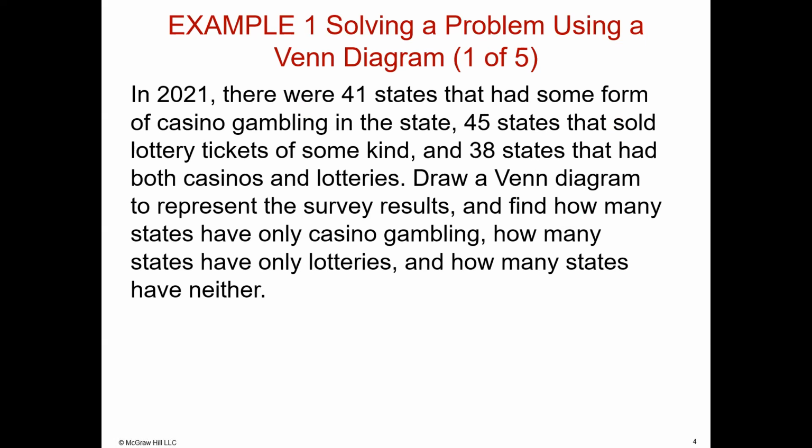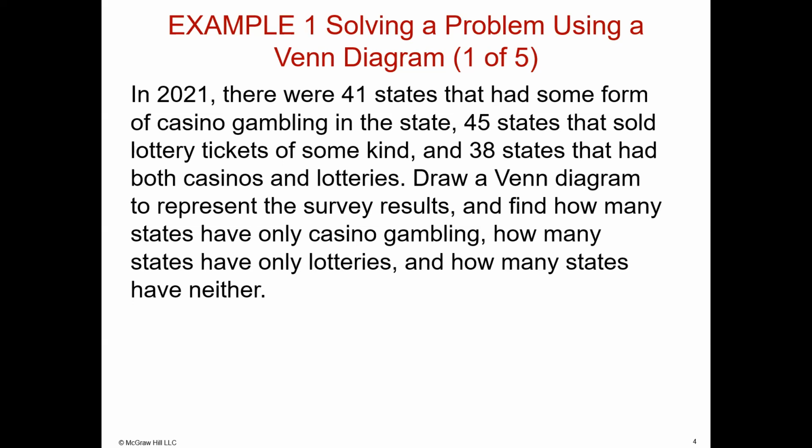In 2021, there were 41 states that had some form of casino gambling in the state, 45 states that sold lottery tickets of some kind, and 38 states that had both casinos and lotteries. Draw a Venn diagram to represent the survey results and find how many states have only casino gambling, how many states have only lotteries, and how many states have neither.